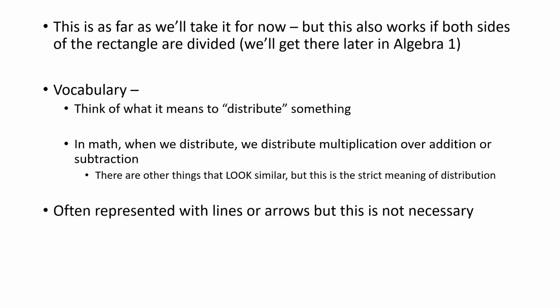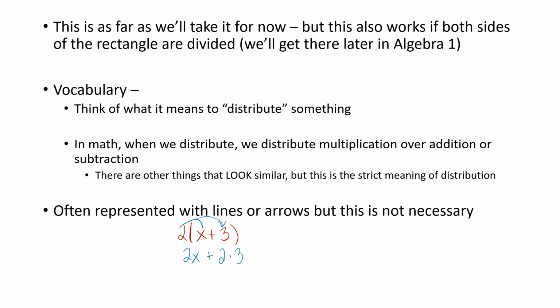Now, it's often represented with lines or arrows, but this is not necessary. So looking at this example here, when people are doing that multiplication to get the 2x and the 2 times 3, you will see people do this. They'll draw a line, or maybe they'll make the line an arrow. I've seen both. And so they'll say, okay, I could do 2 times x, and then I could do 2 times 3, and you would write it underneath.